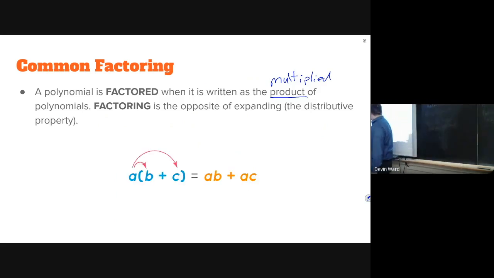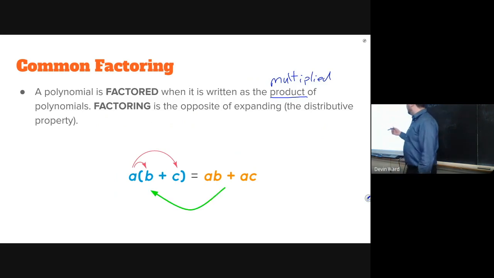So what we did is we used the distributive property. If we had a number up front, we multiplied it by everything inside the bracket. This time we're going to go the opposite way. If they both have A, we can take the A out, and we're left with only B and C.